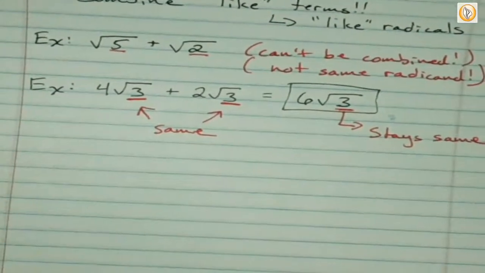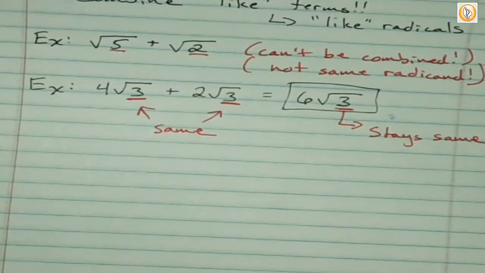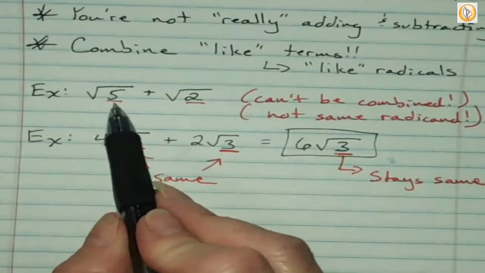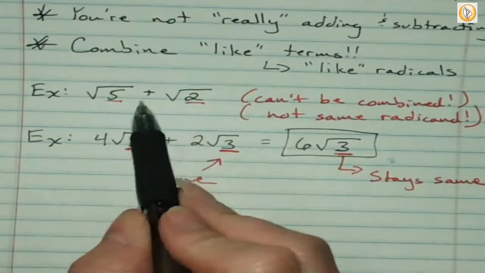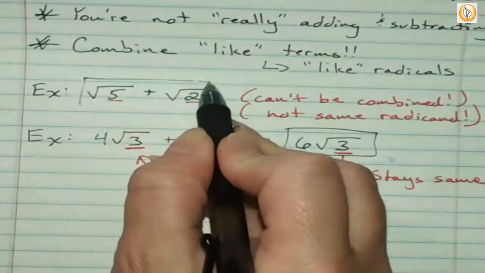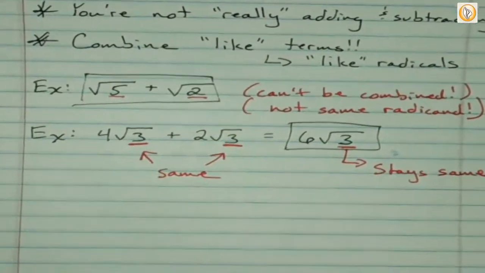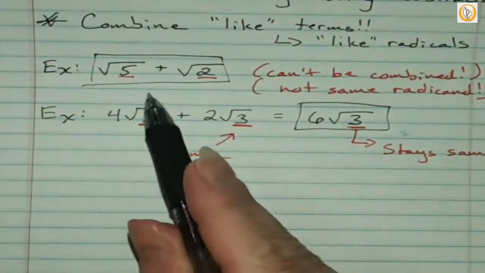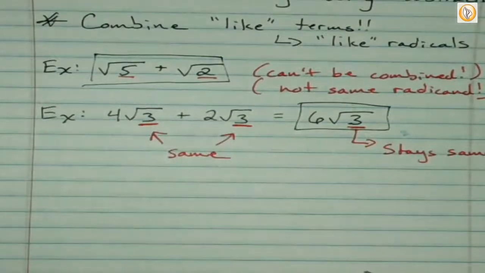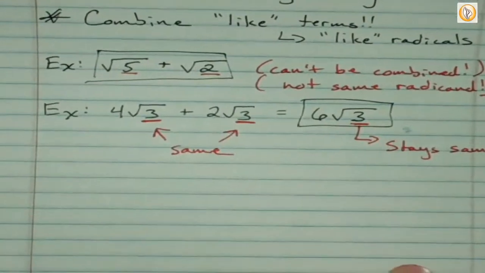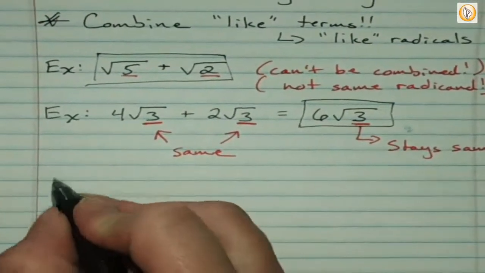So, if you cannot add them, do you just leave it how it is? That's right. Like, for example, right here, this one right here, this would be the answer. That's a very good question. If you can't combine them, then that's your answer. Okay, that's what we're doing today.